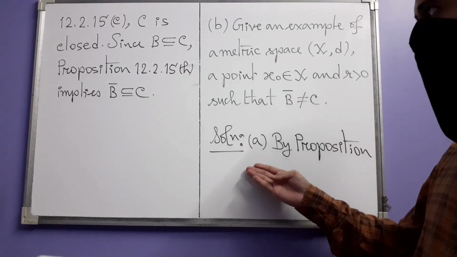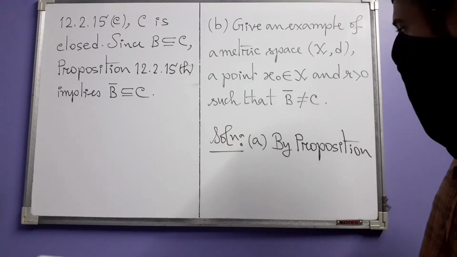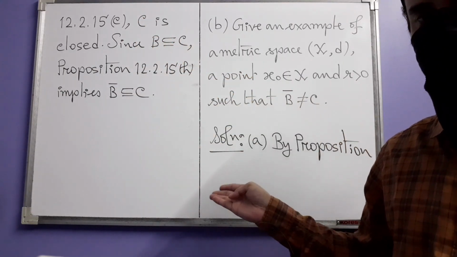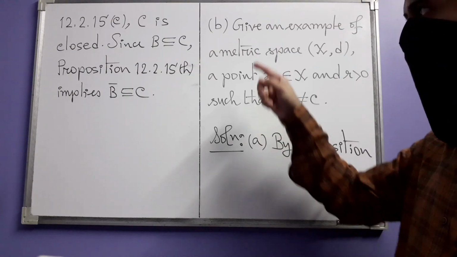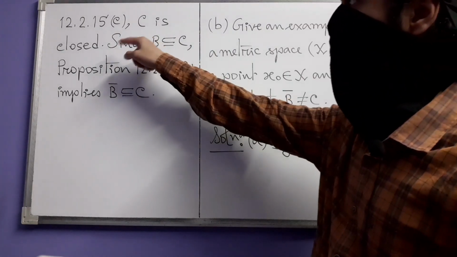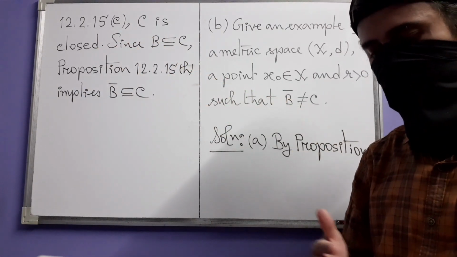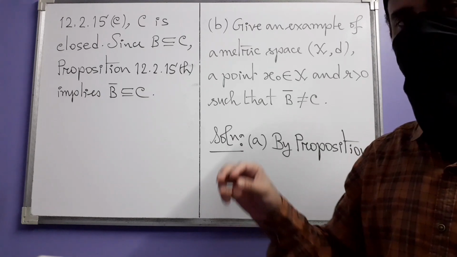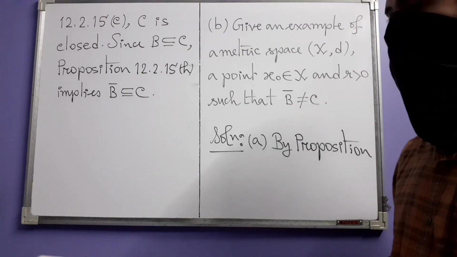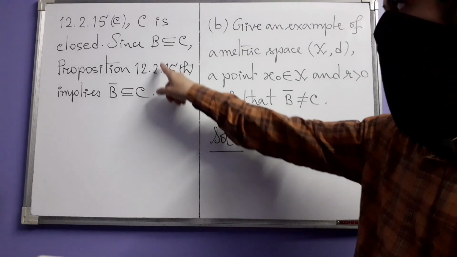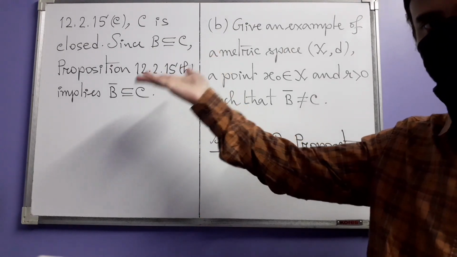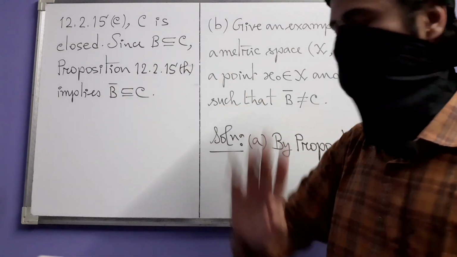So this is the solution to part A, very short. By proposition 12.15(c), it is in fact this proposition, so it was not a theorem, it's a proposition that we were proving in the previous exercise. By part C, C is a closed set because every closed ball is closed. Just like every open ball is open, closed balls are closed. Alright, and just now we saw that B is a subset of C, and that is why by part H, what we proved today, B closure is a subset of C.